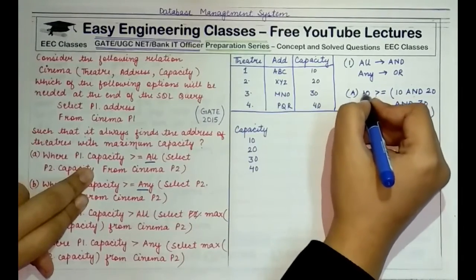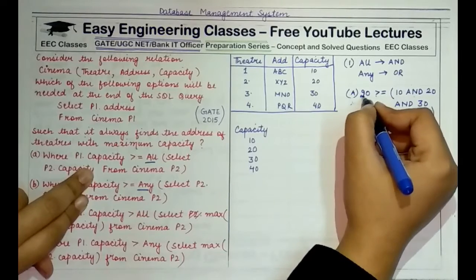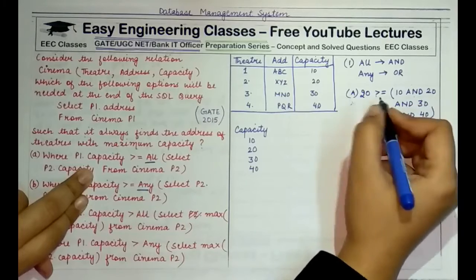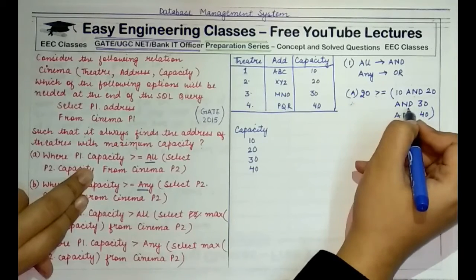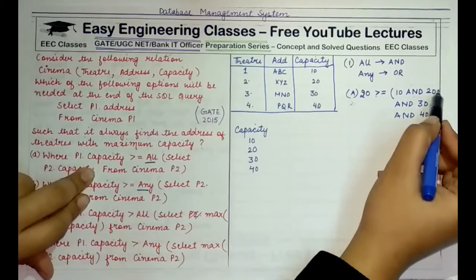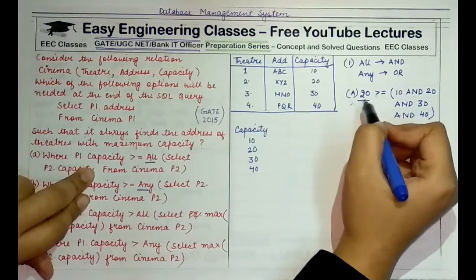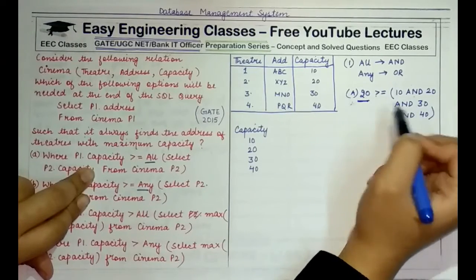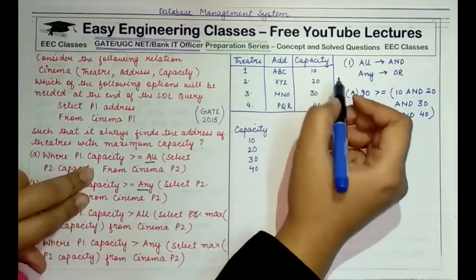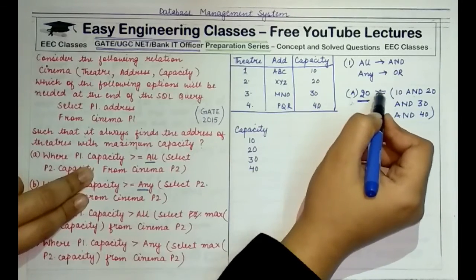Is 20 greater than 10? Yes, it is greater than or equal to 10. Is 20 greater than or equal to 20? Yes, it is equal to 20 in this case. But 20 is not greater than or equal to 30, and since we have to satisfy all these AND conditions, only that value which satisfies all of them would be chosen.